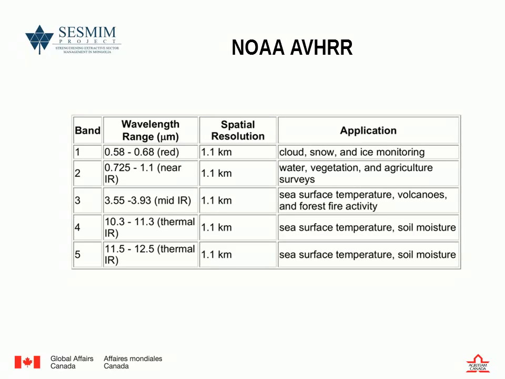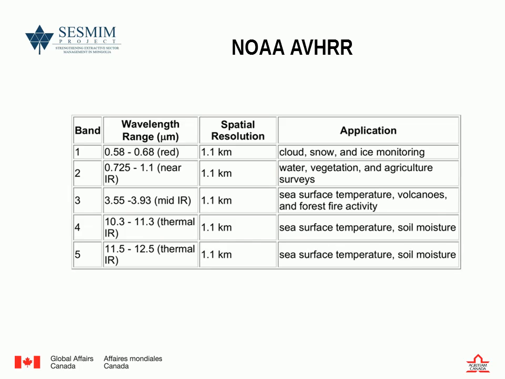This is the NOAA, the weather people, and the AVHRR is basically the Advanced Very High Resolution Radiometer. And like GOES, NOAA has basically 5 bands, but in the case of NOAA, they're all around 1 kilometer pixel.